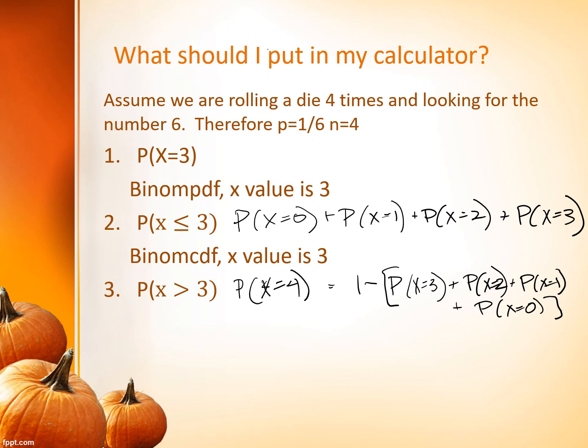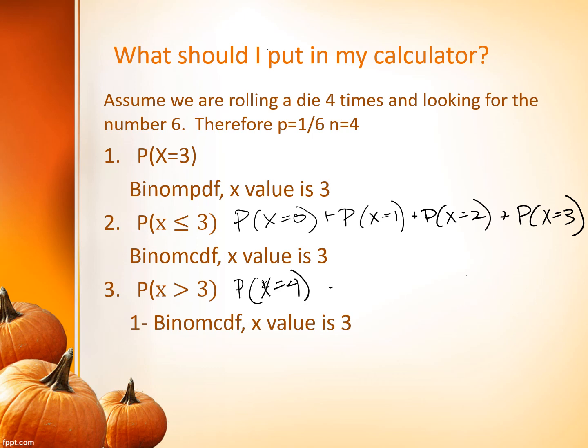So that's what I'm going to do on my calculator. Since I can only do less than, I'm going to go 1 minus CDF, and my X value is 3 because 3 would be included here. Another way to look at this is that it's really 1 minus the probability of X is less than or equal to 3, because I need to include that 3. So that's another way to write that.